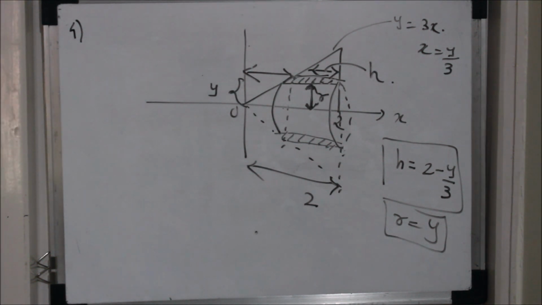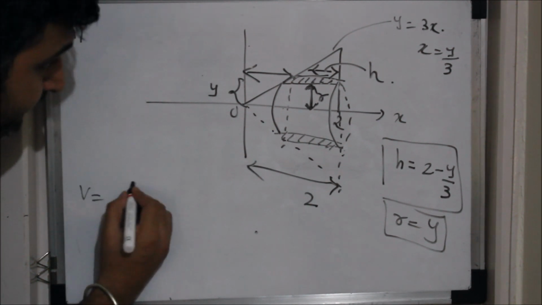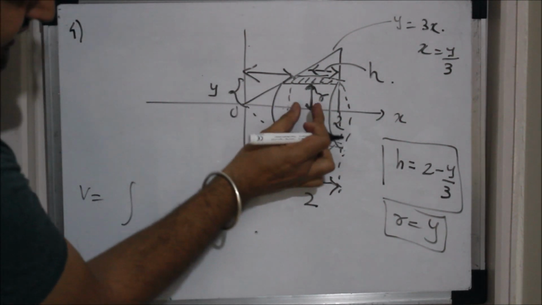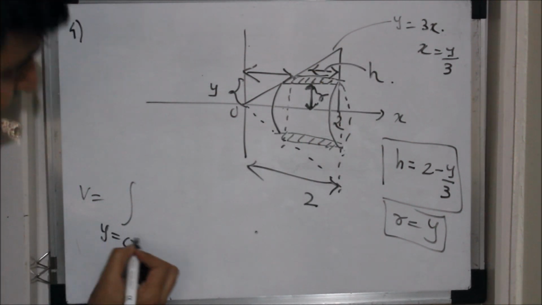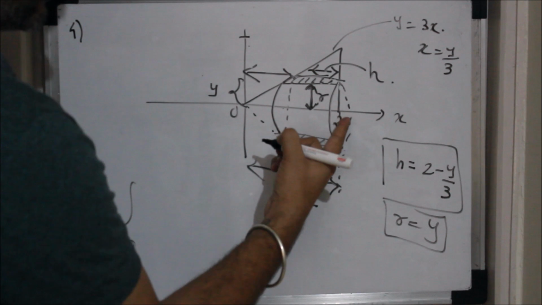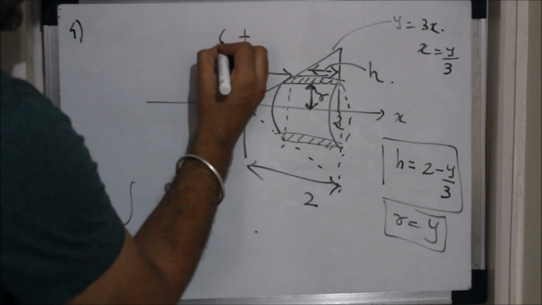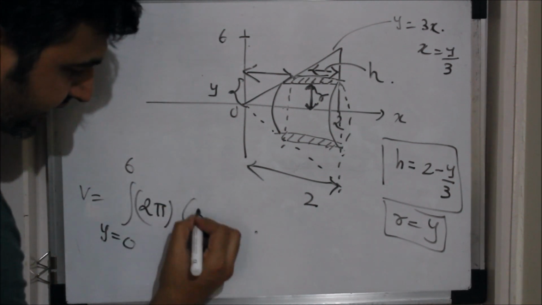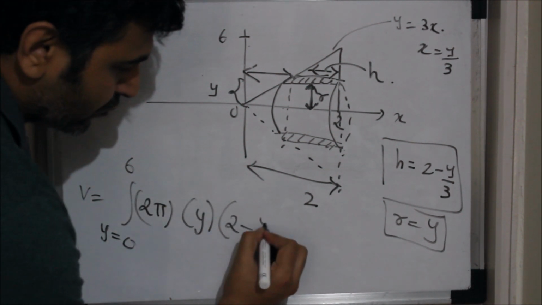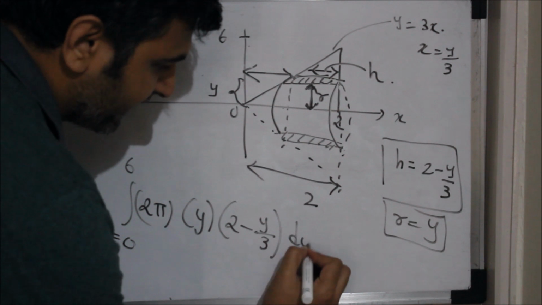So when the x-axis is the axis of rotation, what I get is y as the radius, and 2 minus y by 3 as the height. So what is the formula? Volume is, now this strip can go from here to here. That means my y will go from 0 to what is this point? When my x is 2, my y is 6. So y will go from 0 to 6. 2 pi, what is the shell radius? y. What is the shell height? 2 minus y by 3, dy.